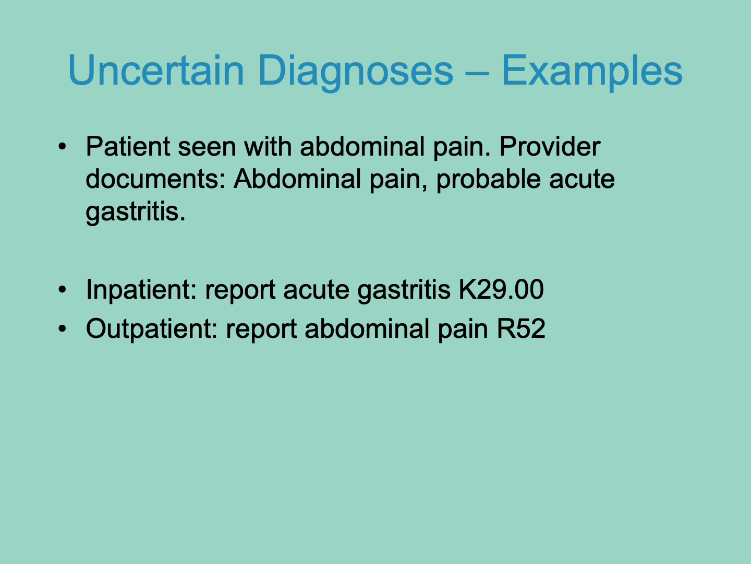So here's an example. An inpatient patient is seen with abdominal pain, and the provider documents abdominal pain, probable acute gastritis. For an inpatient, you're going to report acute gastritis. For an outpatient, you're going to report abdominal pain. So this is a big difference. This is how it affects your coding. You can see this makes a big, big difference.